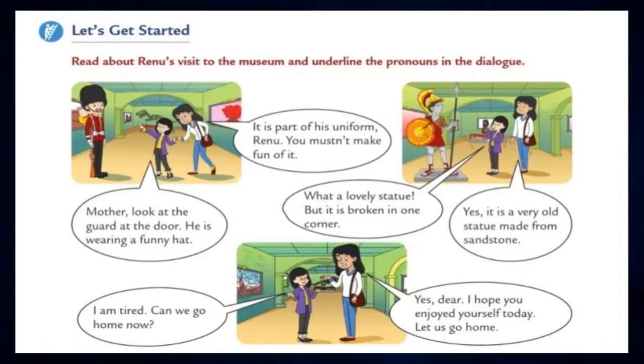Students, let's do a small warm-up exercise on page number 45. Look here, read about Renu's visit to the museum and underline the pronouns in the dialogue. Some dialogues are given on page number 45. Now what you want to do is read it properly and underline the pronouns. Take your pencil and underline the pronouns in the given dialogue. Okay, students, do it neatly and clearly.